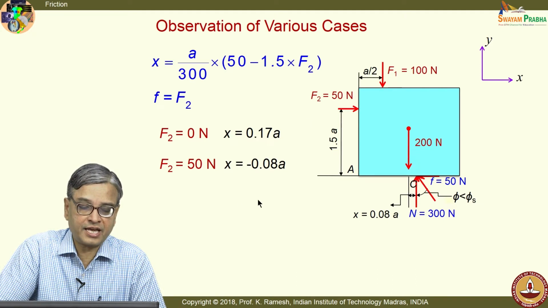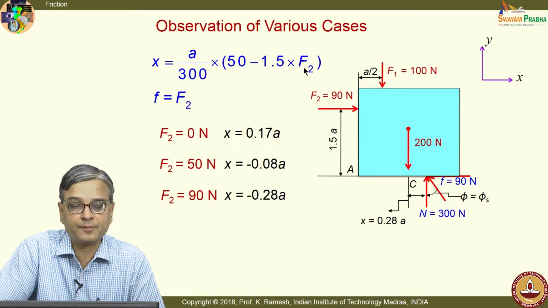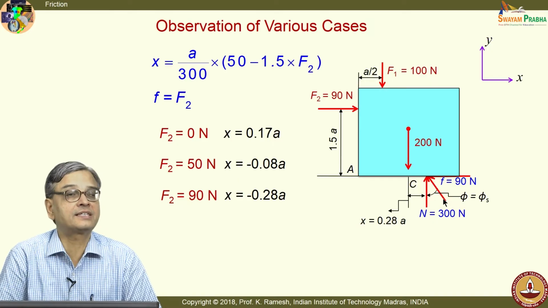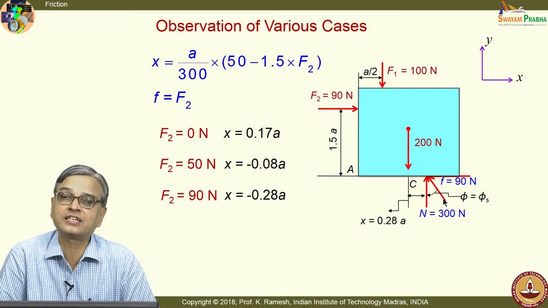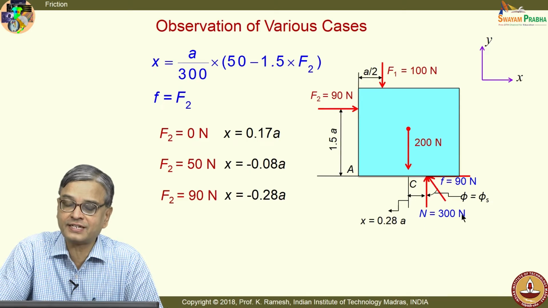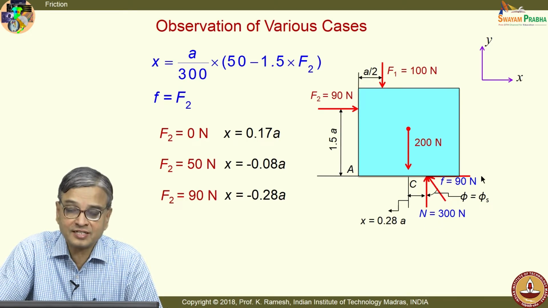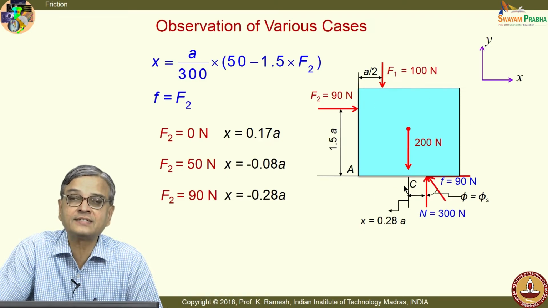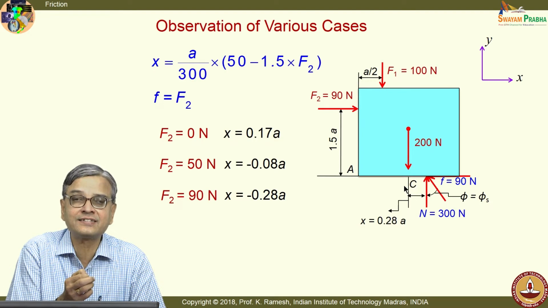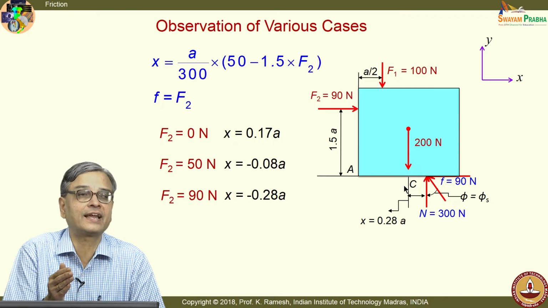Now, let us look at the case F2 equal to 90 newtons. When I put it in this expression, I get the value of x as minus 0.28a, and in the diagram it is put on the right side, and I have this as 90 newtons. What has the problem statement given? It has given the coefficient of static friction as 0.3, and the normal reaction as 300. So, the maximum frictional force it can reach is only 90 newtons. So, this is the situation where the block is in a state of impending motion. If the forces are slightly increased, then the block will begin to slide.